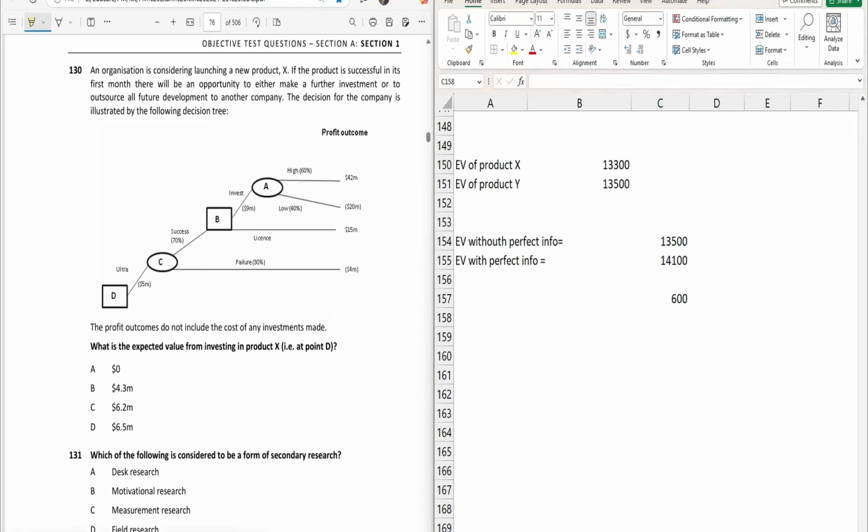The profit outcomes do not include the cost of any investment made. They have provided the decision tree ready-made, so we don't need to draw it.